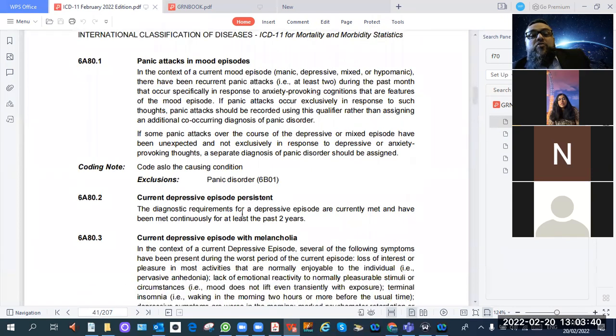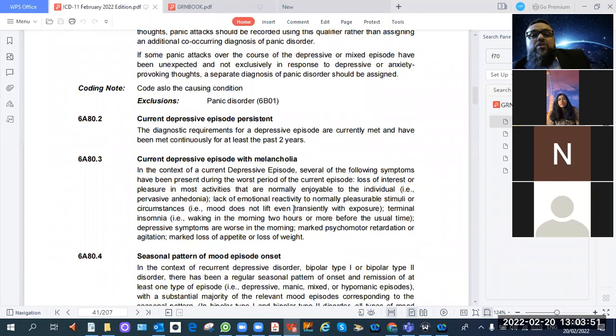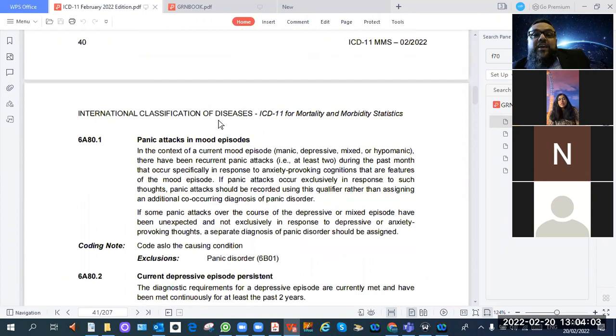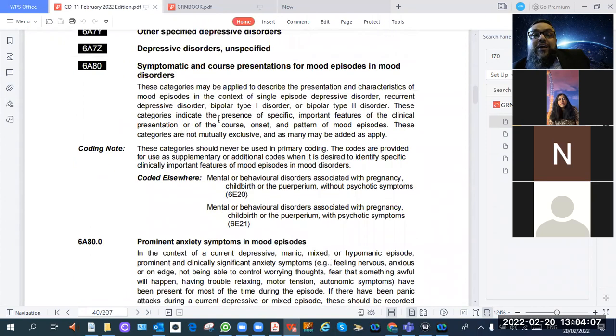Current depressive episode persistent. Current depressive episode with melancholia. So current depressive, again, it is the same as severe depressive episode. So if you want to add the term melancholia, you can. Otherwise, if you want to, just current depressive episode persistent. So what I was saying, in dysthymia, it was kind of a mild depressive episode picture.